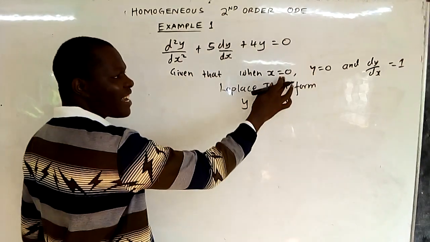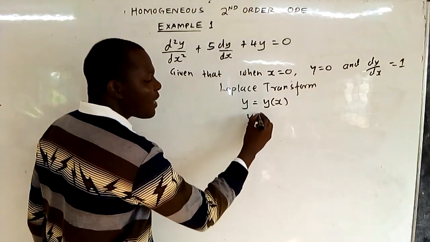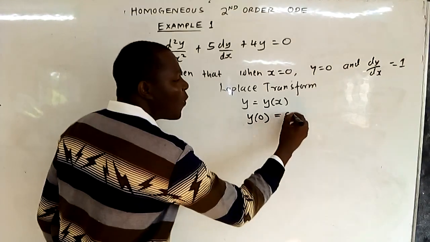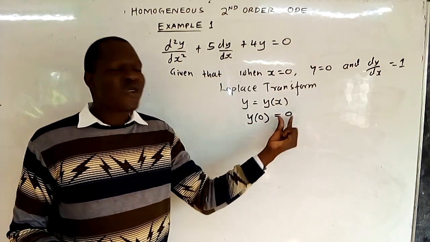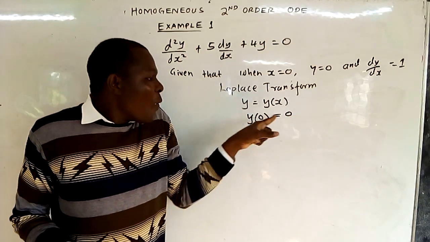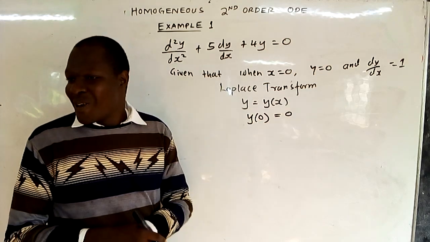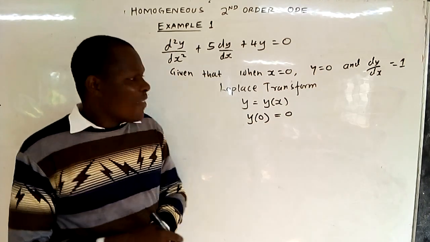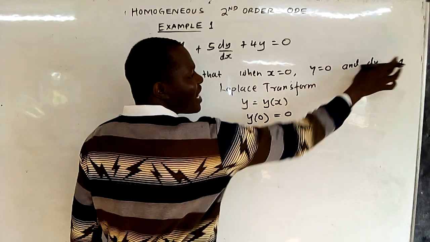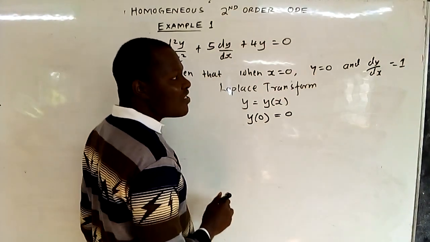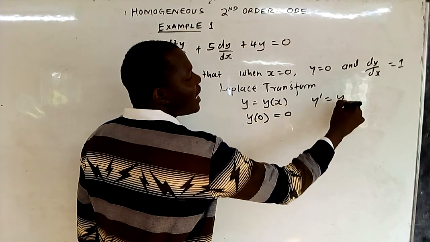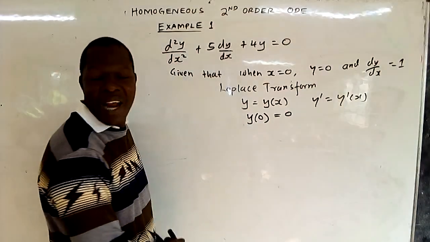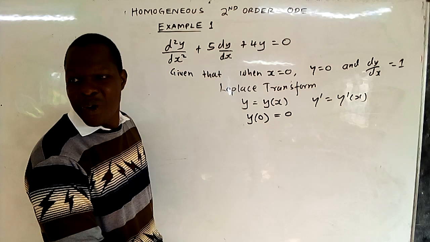So when you say when x is 0, y is 0, it simply implies that while there is x, you put 0. So when you are given y of 0 equals 0, it simply means y is 0 when x is 0. Are you seeing the implication? Then in this other one, when you have dy over dx equals 1, that is the derivative of y. Y is a function of x, meaning if you differentiate y, it is y prime of x, isn't it? Are we together?